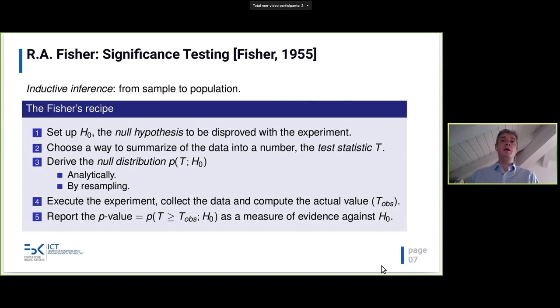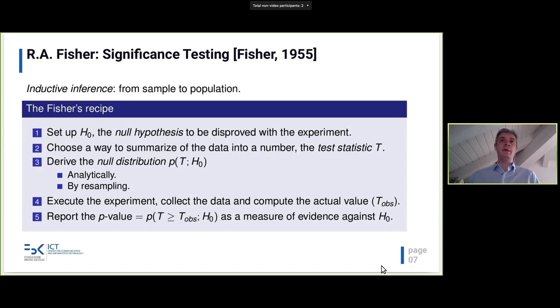In step 3, you have to derive what is called the null distribution of this test statistic. Basically, once you assume that the null hypothesis is true, you want to know how the test statistic is distributed. This can be done analytically using math or by resampling. You might be familiar with a technique like the permutation test, in which you do permutations to create a null distribution. Then, after that, you have the null hypothesis, the test statistic, the null distribution. You can execute your experiment, collect the data, and compute the actual value of your test statistic, the observed one.